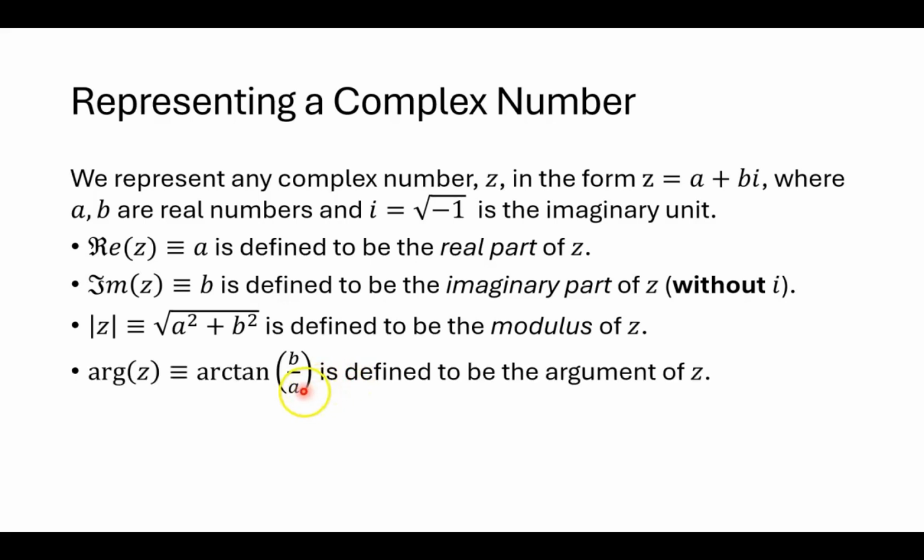And the other thing, the argument of Z, is actually an angle, but mathematicians call it argument. It is defined by the arctangent of b over a. So you basically divide the imaginary part by the real part, and then you take the inverse tangent.